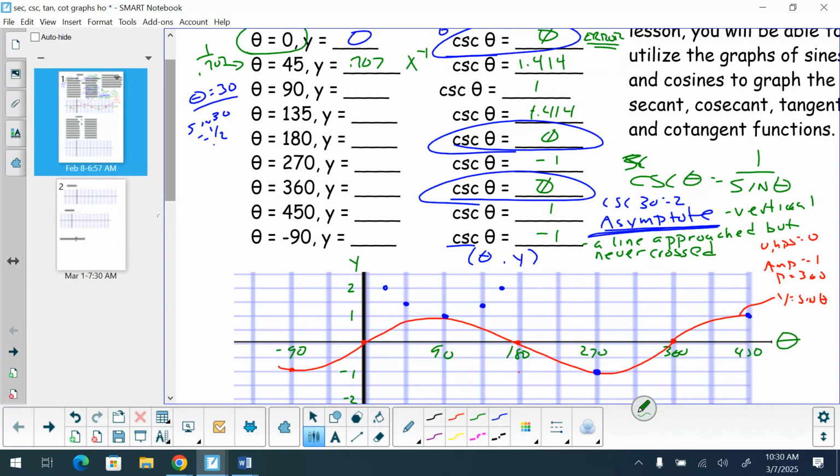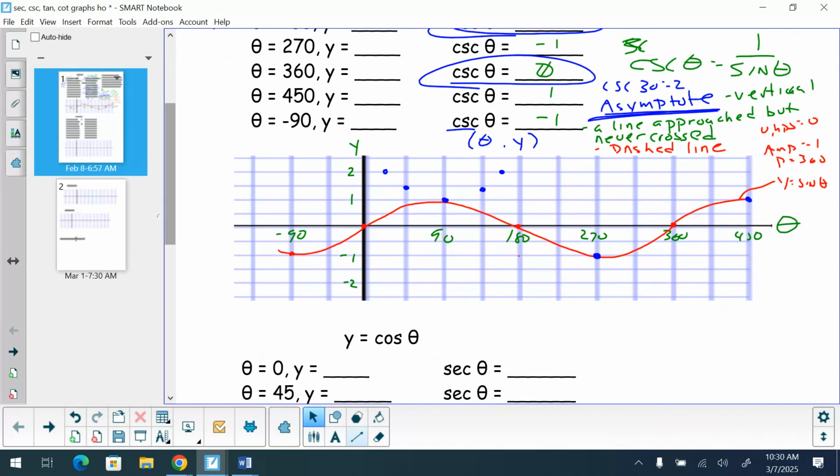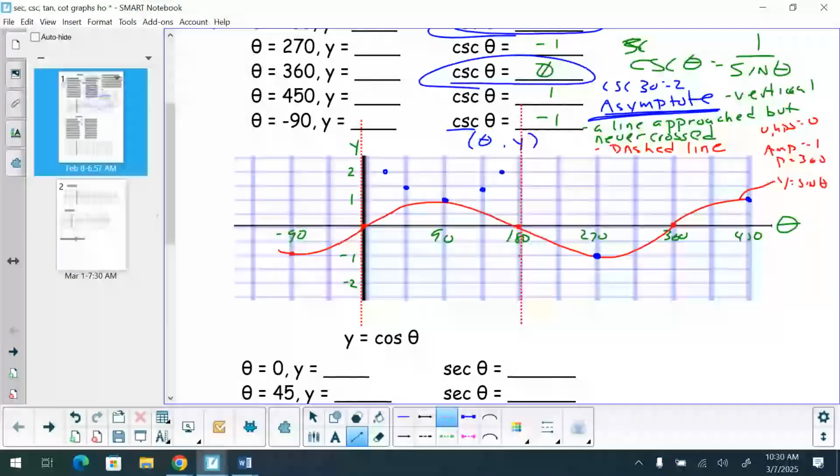How we represent this on a graph is by a dashed line. So if we look at where we have our errors, we have an error at 0, so we're going to put a dashed line there. We have an error at 180, so we put a dashed line there. At 360, we have a dashed line there.